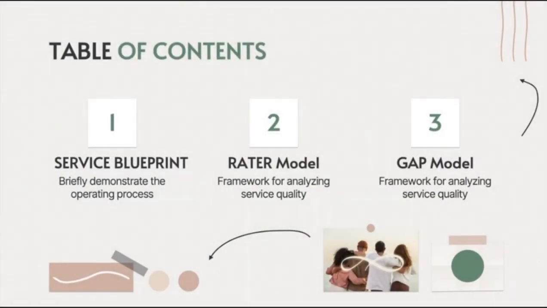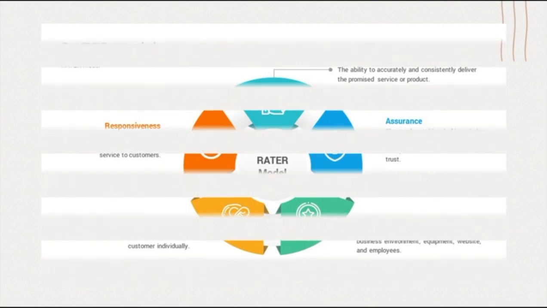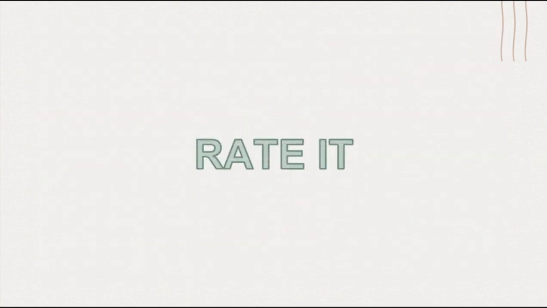Alright, let's talk about our analysis. We're going to use the RATER model first. The RATER model is a framework that evaluates the quality of customer services. It's about 5 key dimensions that customers use to judge their experiences with a company: reliability, assurance, tangibles, empathy, and responsiveness. To make each point clear, we're going to rate Headmaster's Barbecue's performances on the scale of 1 to 5.